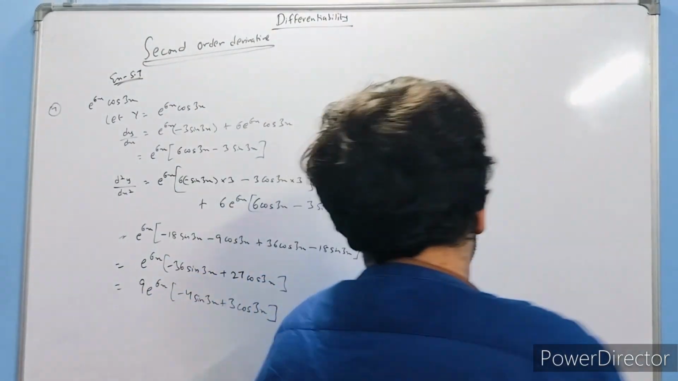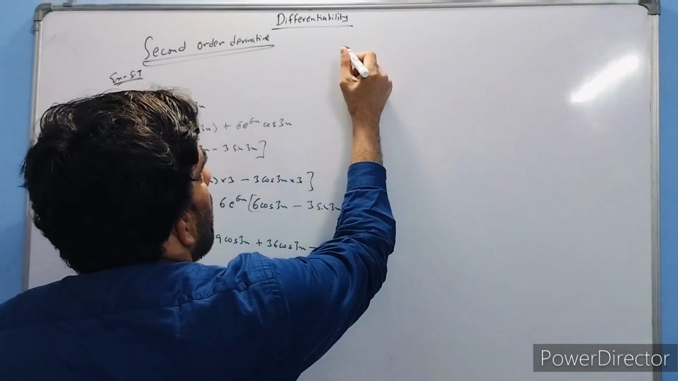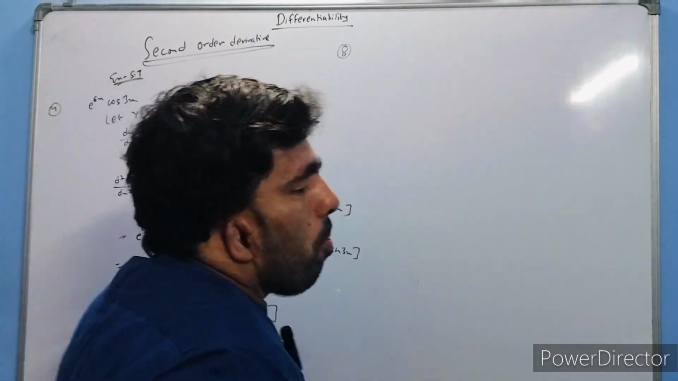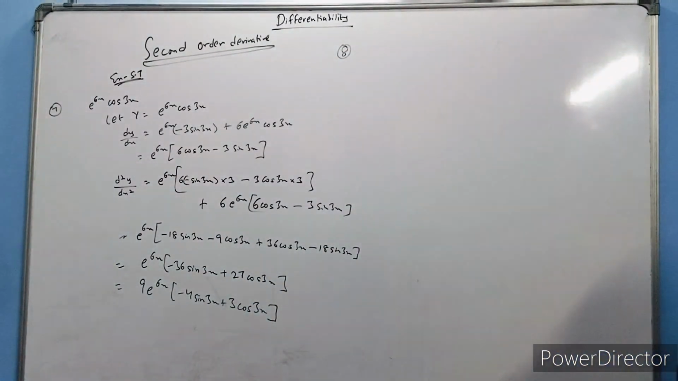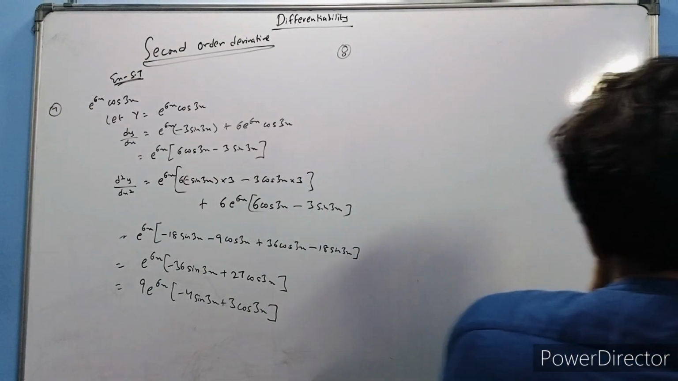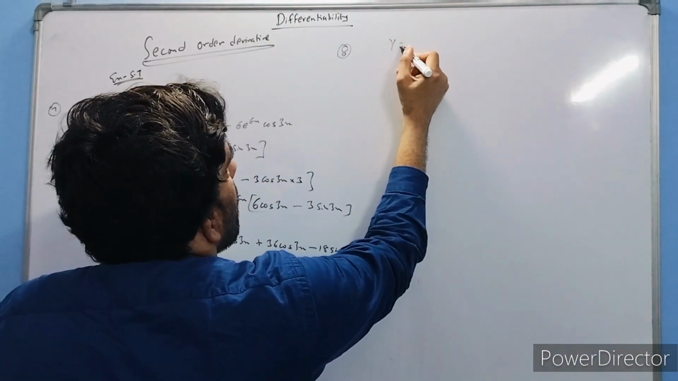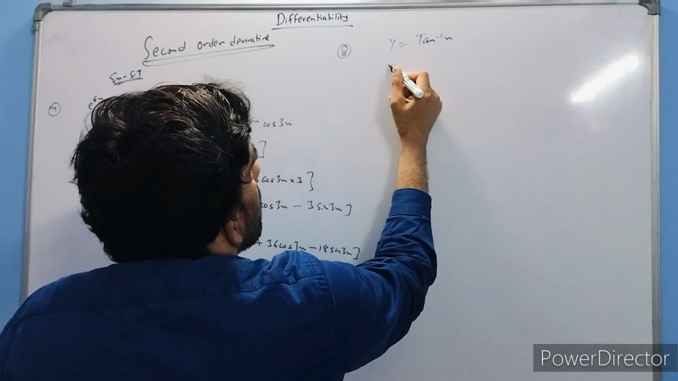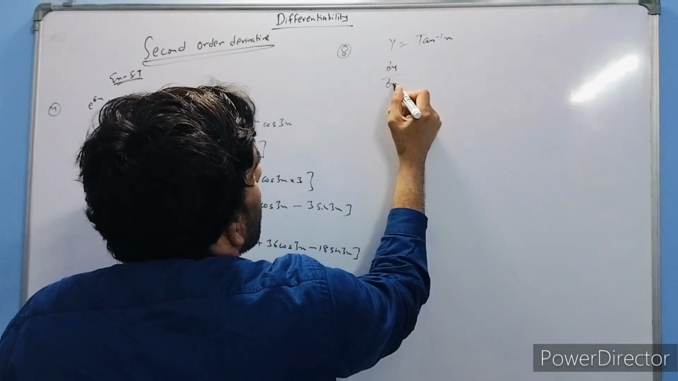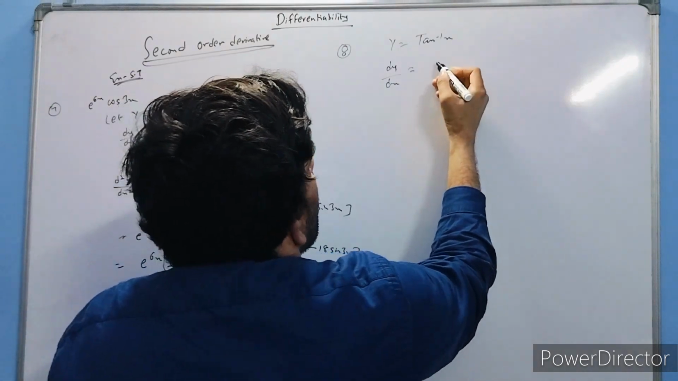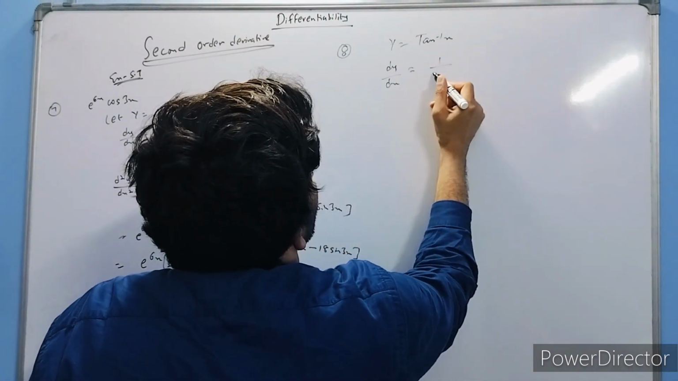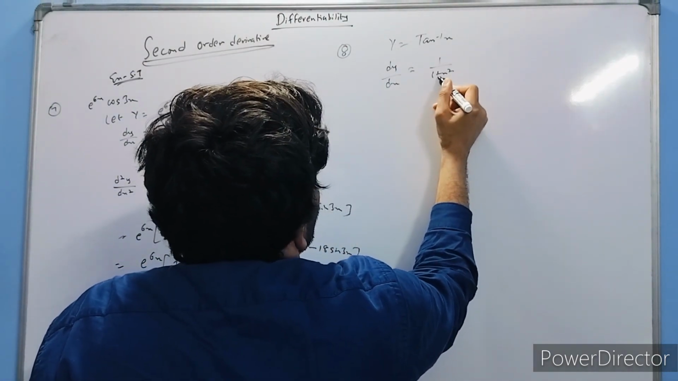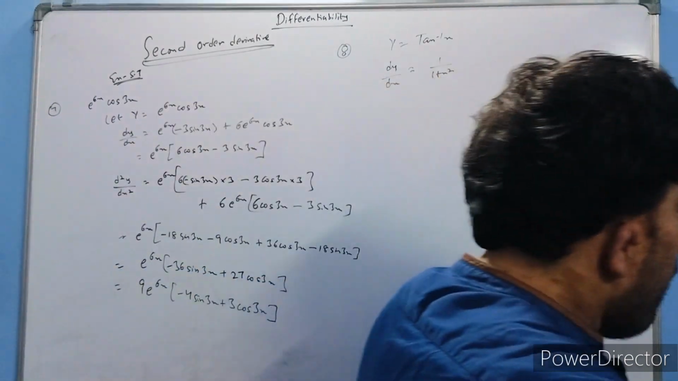Let's move on to the 8th numerical we have. Okay, so now what the 8th numerical says, we have tan inverse x. So let y is equal to tan inverse x. So dy upon dx will be, what will be? Tan inverse x differentiation will be 1 upon 1 plus x square. Okay, so we have this.